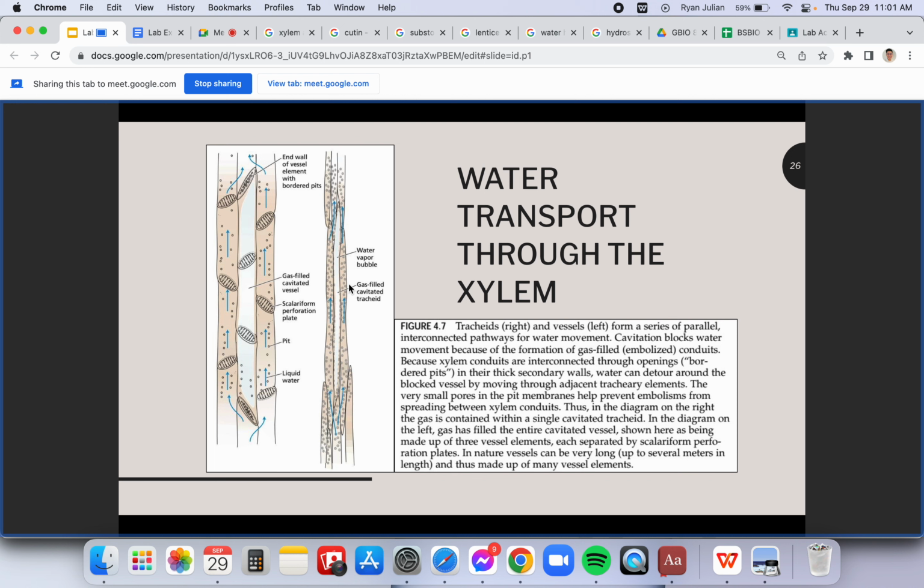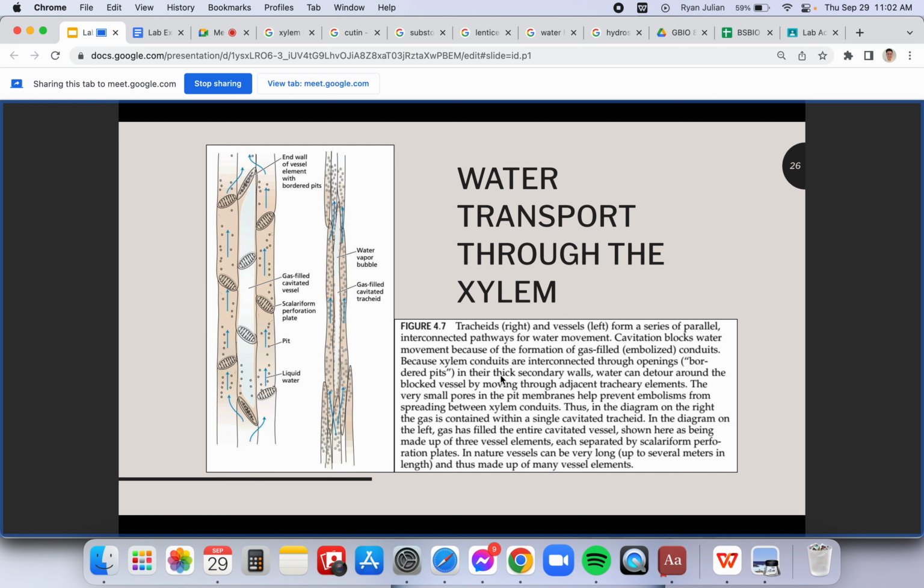Tracheids and vessels. So this is the tracheids. The right portion, vessels, is located on the left, form a series of parallel, interconnected pathways for water movement. And these are the parallels that I am talking about. They are very aligned in size, right? Very uniform. Cavitation blocks water movement because of the formation of gas-filled or embolized conduits, and this is the conduits that I am talking about, or the fluid cavity that are present in the xylem, not in the phloem.